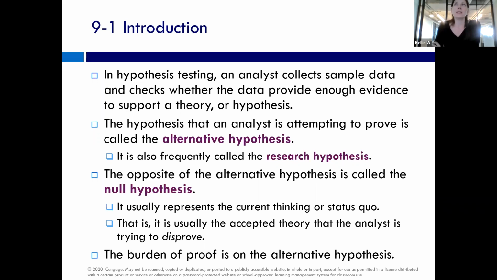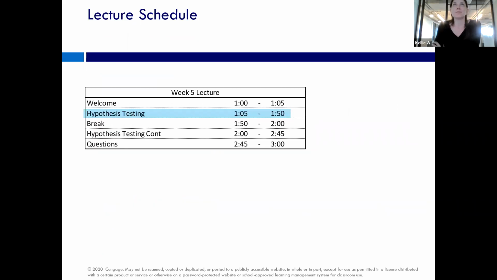So our hypothesis that we're trying to prove is called our alternative hypothesis. And it's on us to reject the null hypothesis, which is generally the status quo. It's what the current thinking is. So it's what we're trying to disprove, basically.